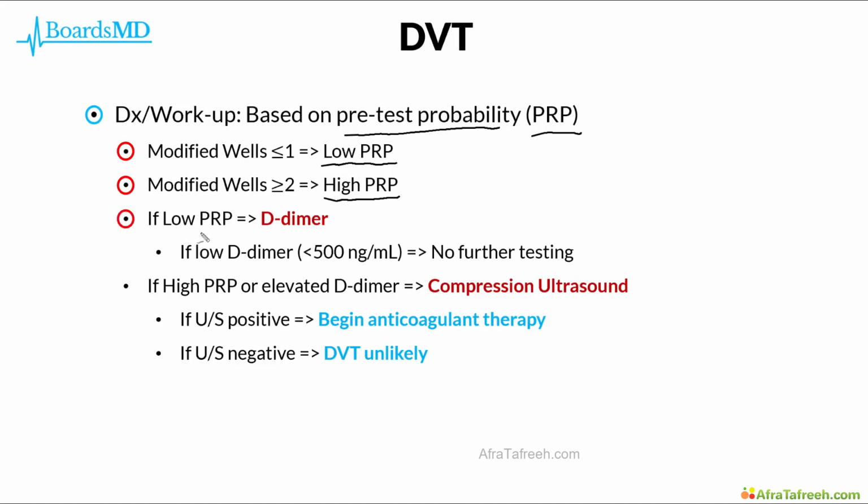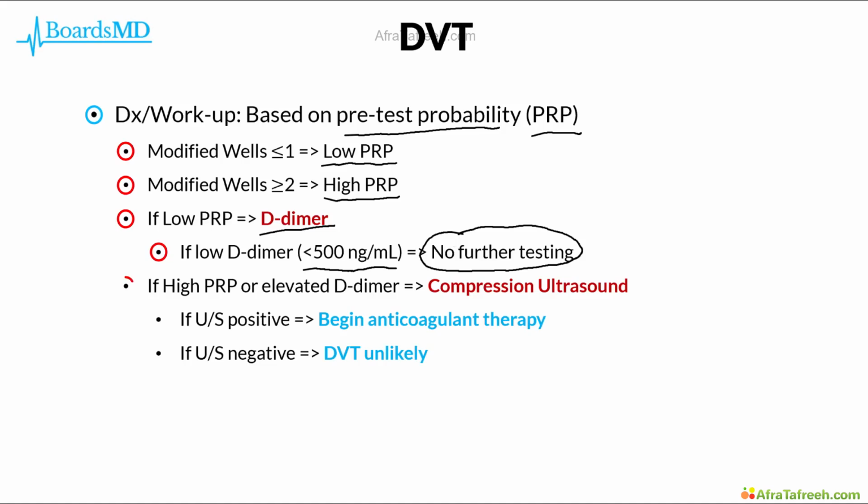For those who have a modified Wells score that is less than or equal to 1 and therefore have a low pretest probability, we will get a D-dimer in those patients. This is because if that D-dimer is determined to be low, meaning less than 500 nanograms per milliliter, then that patient requires no further testing, as they are very unlikely to have a DVT. This is because the sensitivity of the D-dimer is quite high, and therefore if this D-dimer is low, then it is extremely unlikely that there is a DVT present.